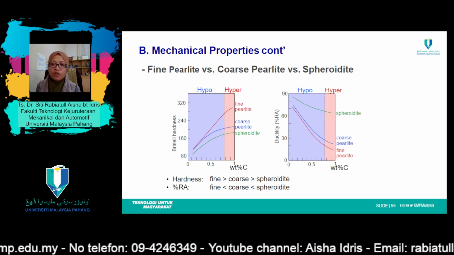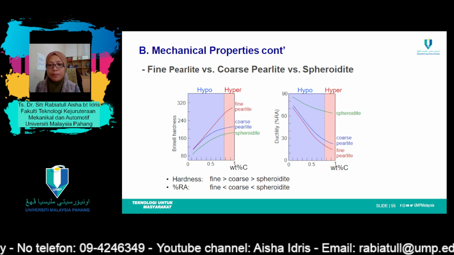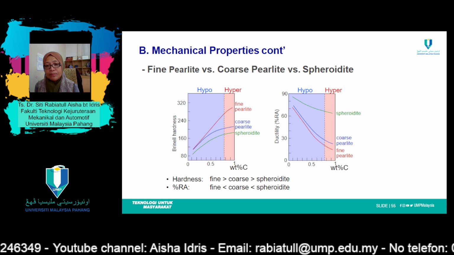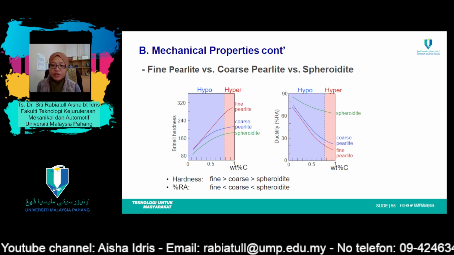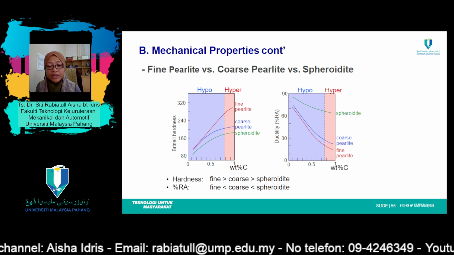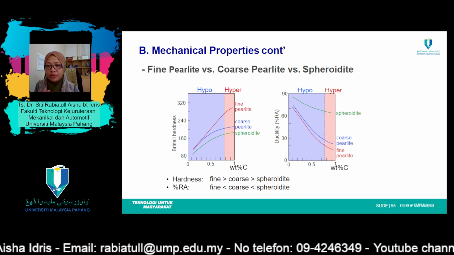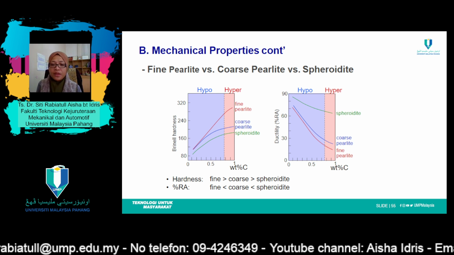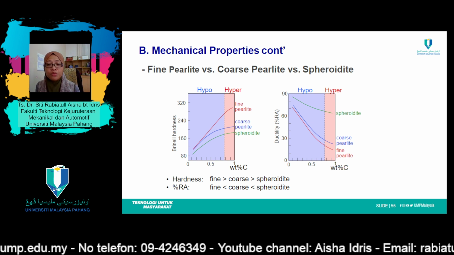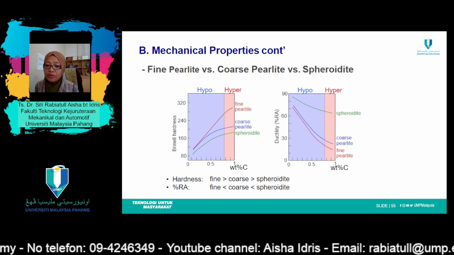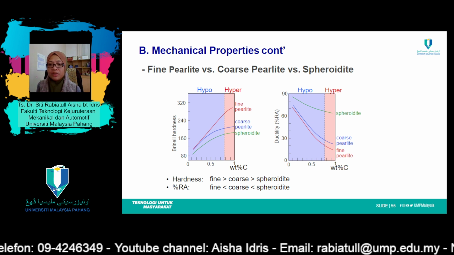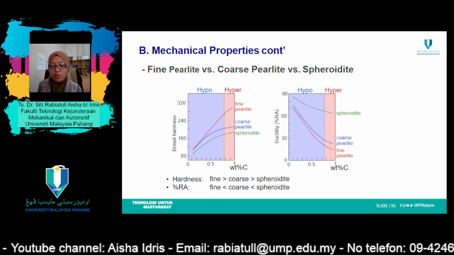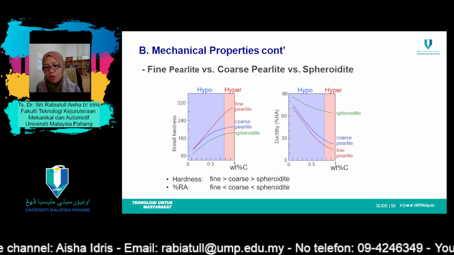For fine pearlite, coarse pearlite, and spheroidite, the properties also will be different, even though fine pearlite or coarse pearlite might be determined as the same material, which is pearlite. However, the structure is slightly different. In this microstructure, the highest hardness goes to fine pearlite, moving to coarse pearlite, and finally spheroidite. And the higher the hardness, the ductility will decrease. So for this case, fine pearlite will have the lowest ductility compared to coarse pearlite and spheroidite.